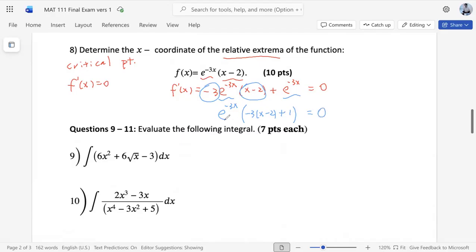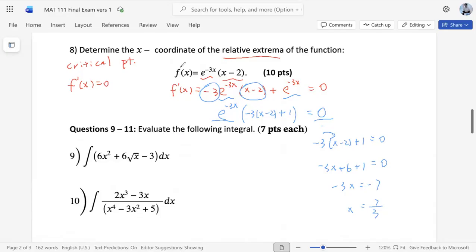equals 0. So we divide by this term on both sides. 0 divided by anything will be 0. So we have negative 3 times x minus 2, plus 1 equals 0. Now we can distribute negative 3. Negative 3x plus 6 plus 1 equals 0. Negative 3x equals negative 7. x equals 7 over 3.